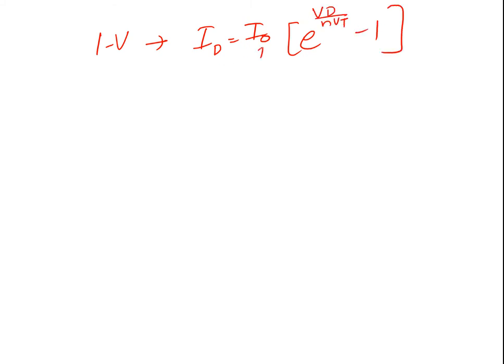Welcome back, class. Last time we studied the general IV characteristics of diodes, and we derived the relationship for the I and V characteristics of diodes. We derived this relationship for the diode current: saturation current times e to the power Vd over N Vt, minus 1. This is the saturation or reverse bias current.